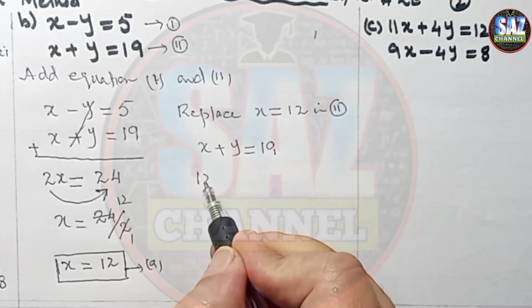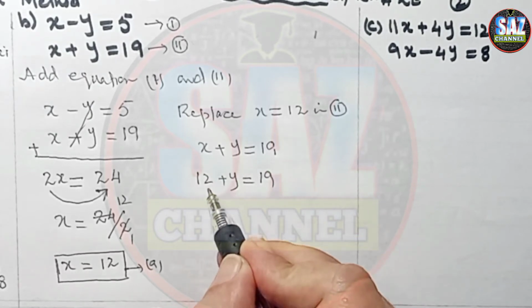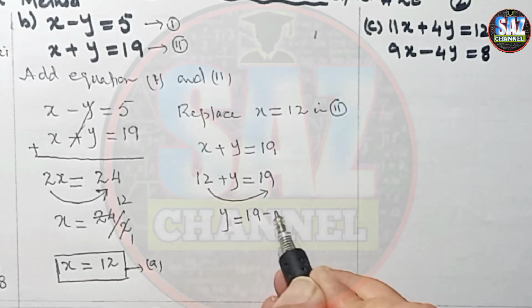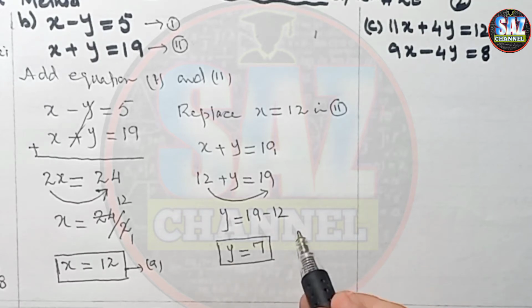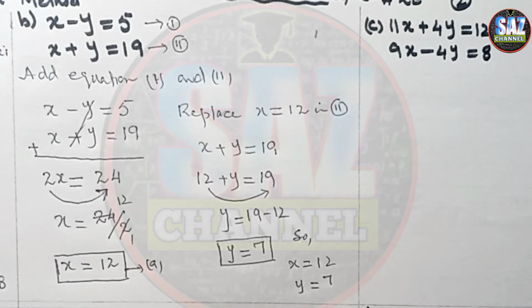And x equals 12 plus y equals 19. Shift y to the other side: y equals 19 minus 12, and y equals 7. Okay, so these are the solutions of this situation. So x equals 12 and y equals 7 is the answer for this situation.